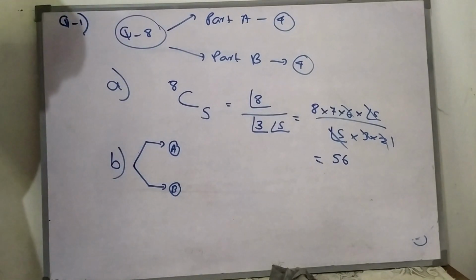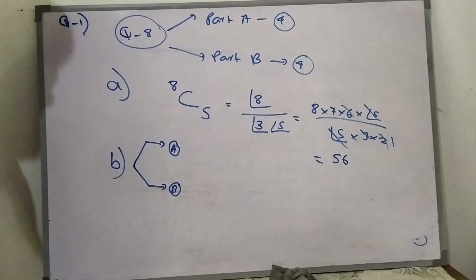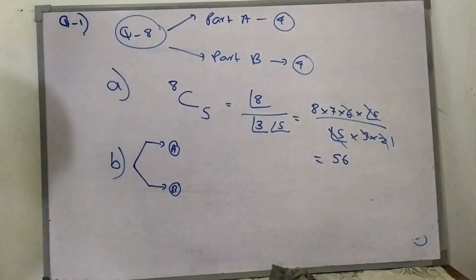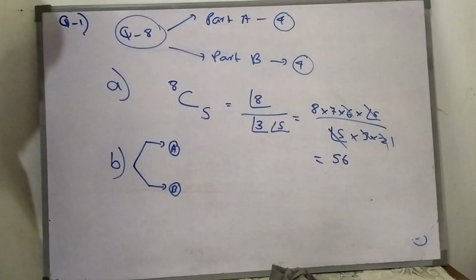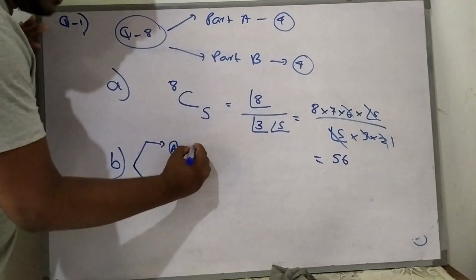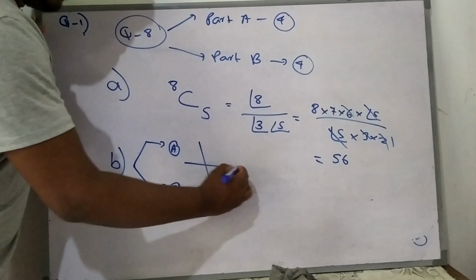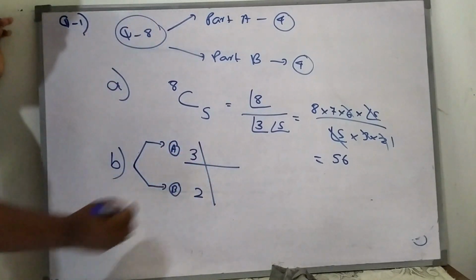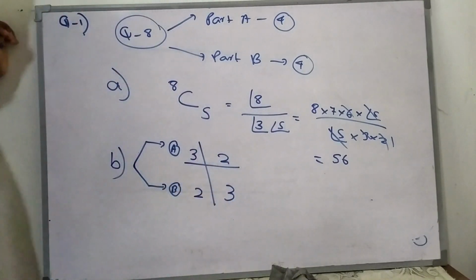So a student has to either select 3 questions from part A and 2 questions from part B, or 2 questions from part A and 3 questions from part B. So here he can select 3 questions and 2 questions, or 2 questions and 3 questions.